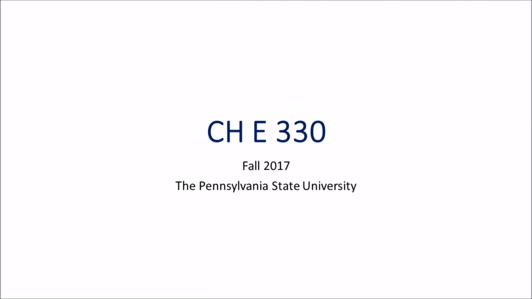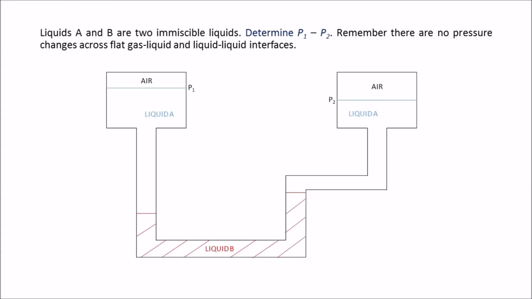Hello Chemi 330 students. This example will be another fluid statics problem solved using a slightly different approach. Given the pictured setup with immiscible liquids A and B, we want to determine the pressure difference P1 minus P2 between the air-liquid interfaces at the tops of both columns.